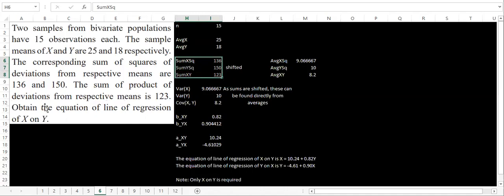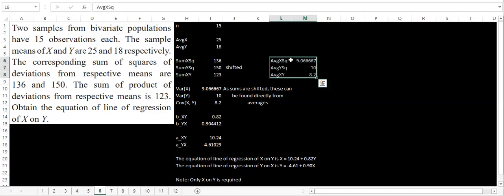We need to find the equation of line of regression of x on y. So all of these quantities are given. We need to find the regression equation of x and y. One thing is very clear: if we are given the sum, we can calculate the average. Just divide the sum by 15 to get the average values. You can check that these are the averages.